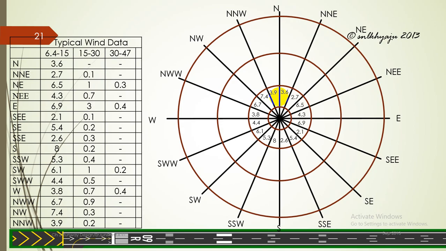And similarly, this 15 kilometer circle and 30 kilometer circle, each segment is plotted with each value given in the table and is plotted as shown in figure. And similarly, this is the circle scaled of 30 kilometers per hour, and this is the circle scaled of 47 kilometers per hour, and each segmented value is plotted on its respective segment and is plotted as shown in figure.